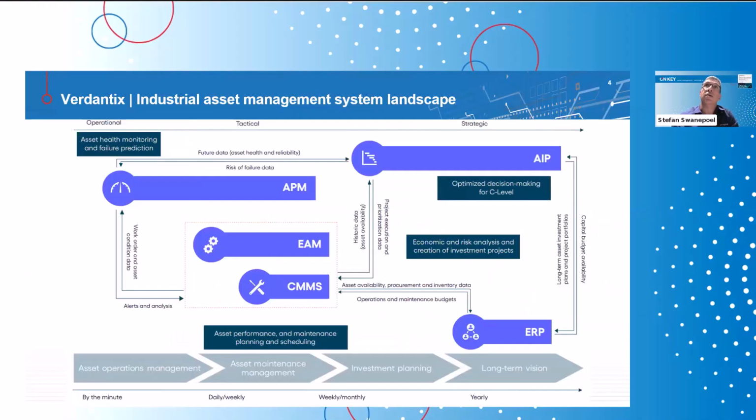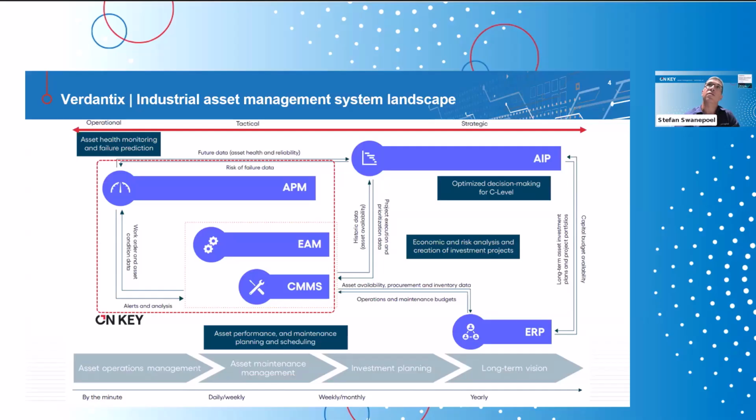So firstly, when we look at industrial software, this image is taken from Verdantix, a company that we use to consult in terms of software development and industrial software. And just to highlight in this picture, where OnKey is positioned in terms of the different groupings of functionality. So OnKey sits here in the enterprise asset management space. There's some CMMS functionality, computerized maintenance management system, and then also some asset performance management functionality.